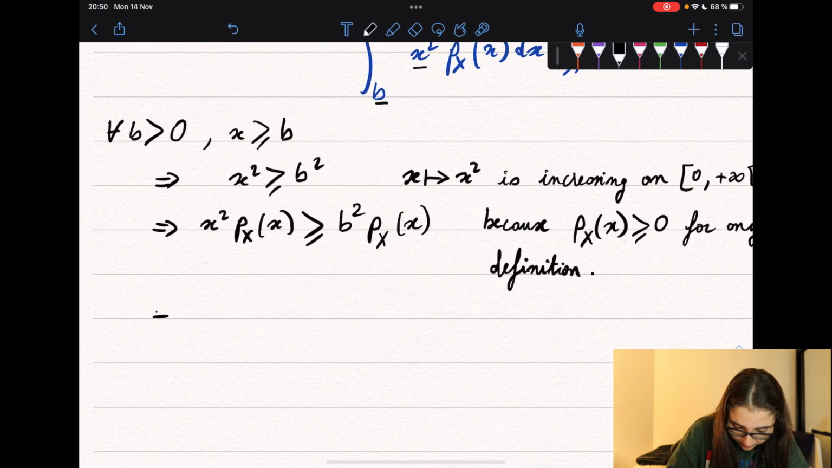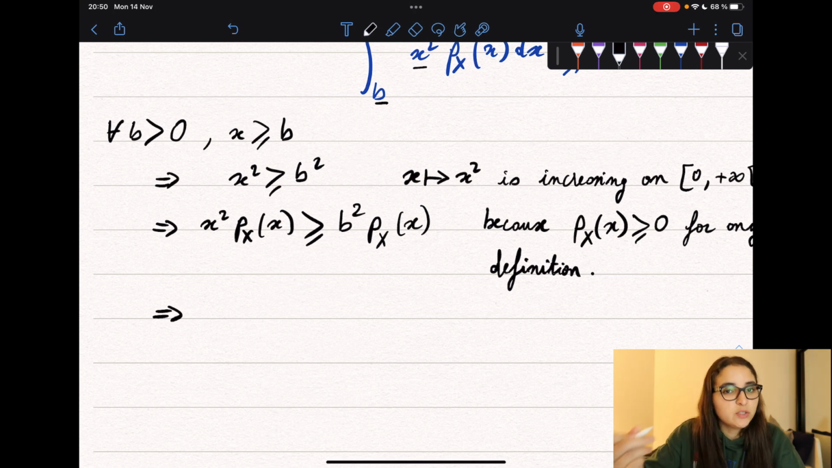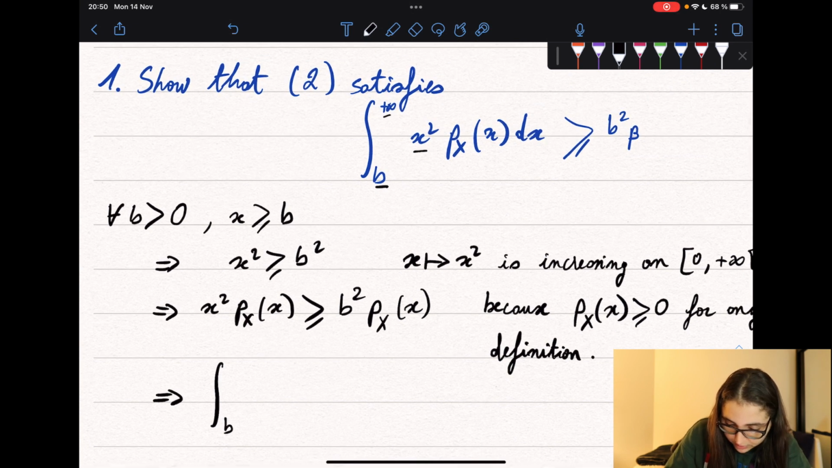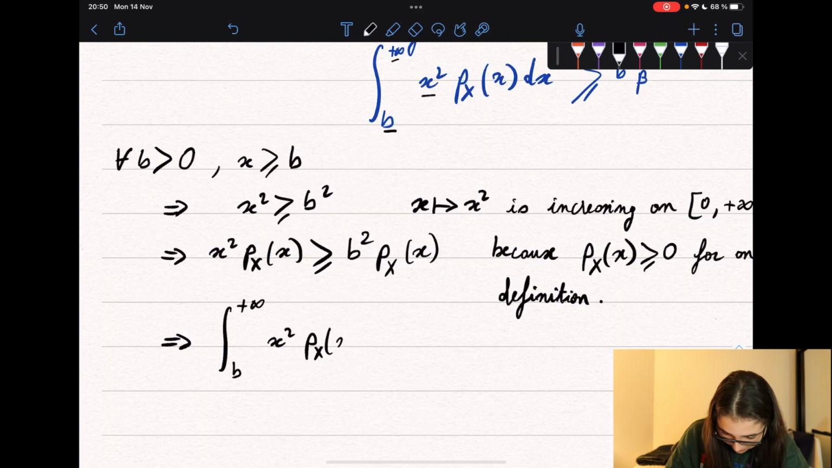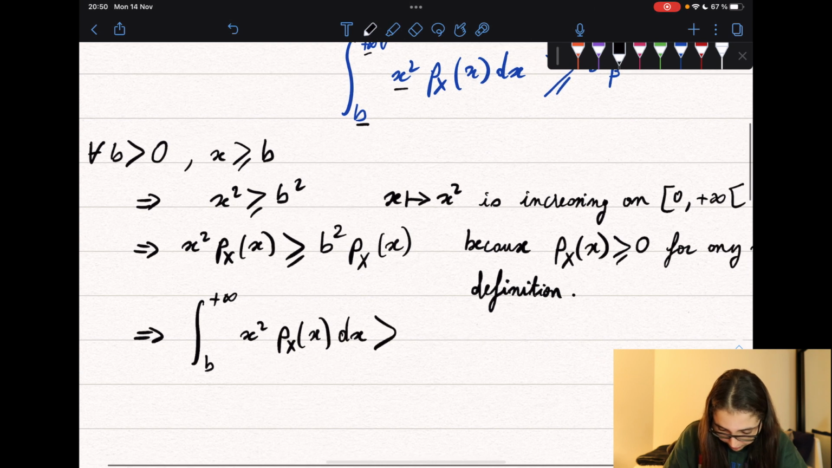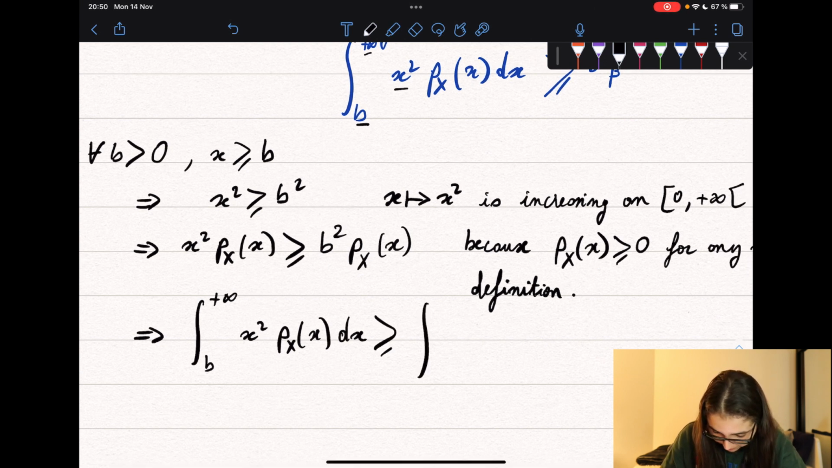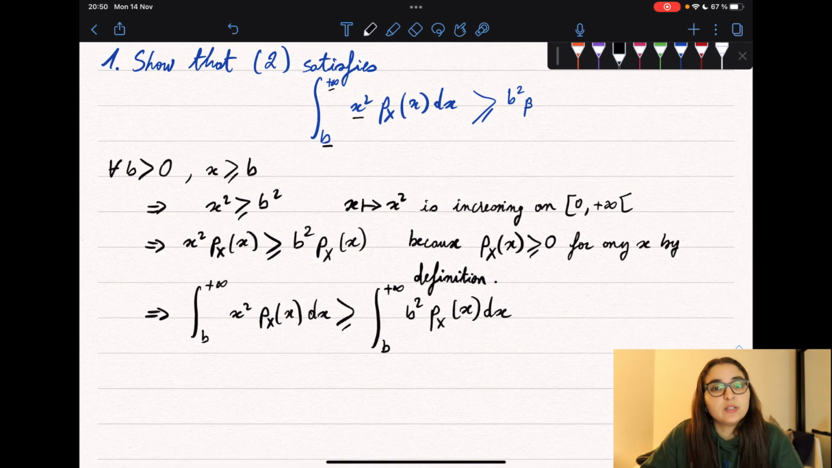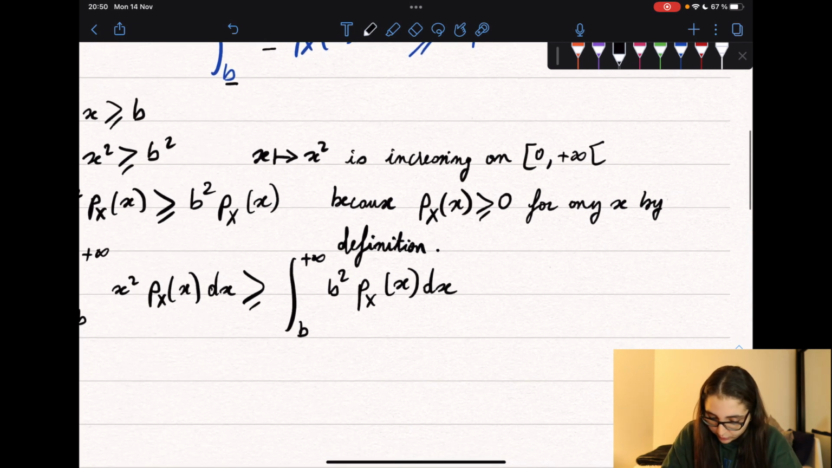Now, we're gonna use the increasing property of the integral to integrate over this inequality and still maintain the direction of the inequality. We're gonna integrate over our integration interval here, and this is an integration over x on both sides of the inequality. All right, and this is because of the increasing property of the integral.